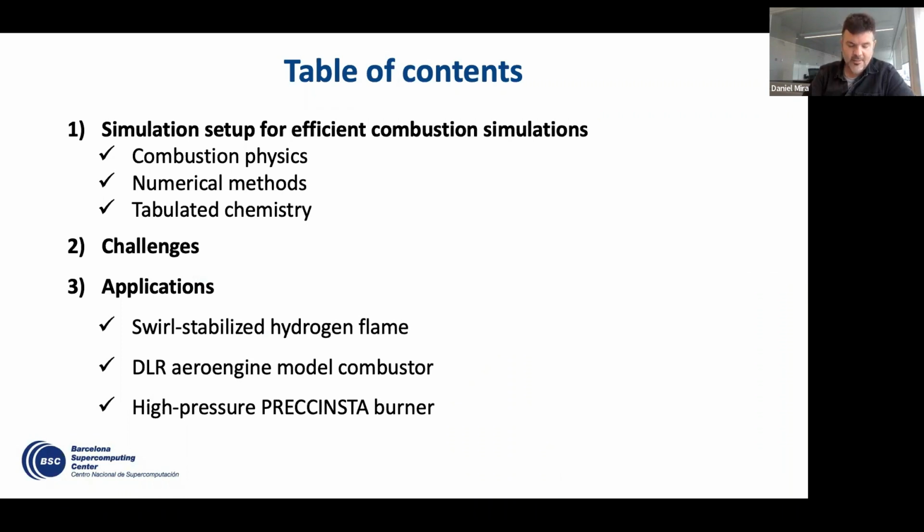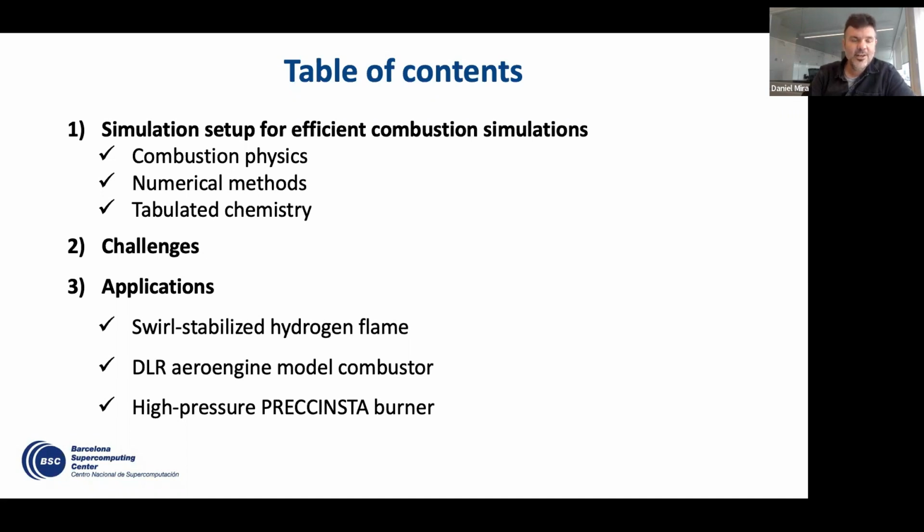So in the first part, I will try to describe quite briefly some of the important elements that are required to conduct high-fidelity combustion simulations, mainly in the context of complex geometries and realistic engine applications.